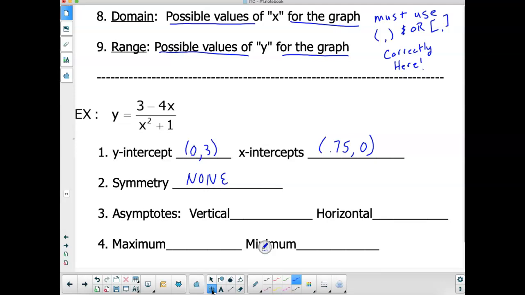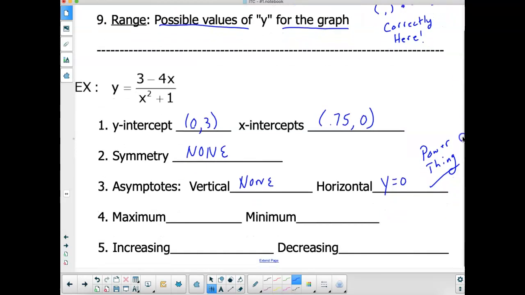Put that back in there. Vertical asymptotes, we said none. Horizontal asymptote, we could say y equals 0. And we can say power thing for the reason, power thing from yesterday. Or when you go in and trace, you could put a really big number like 1,000 and it's going to show a y value getting really close to 0. Okay? Maximums and minimums. The maximum was negative 0.5, 4, and the minimum was 2, negative 1.